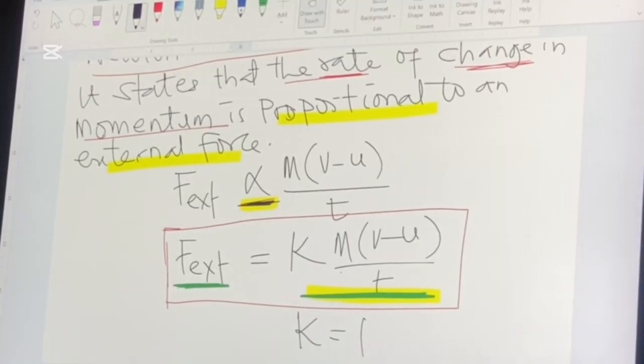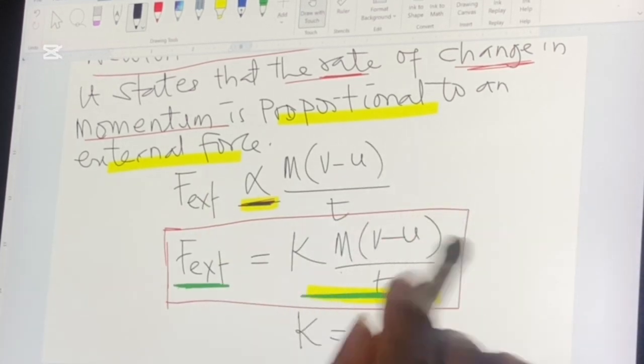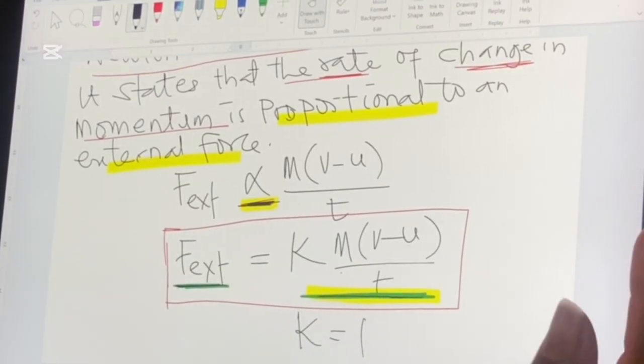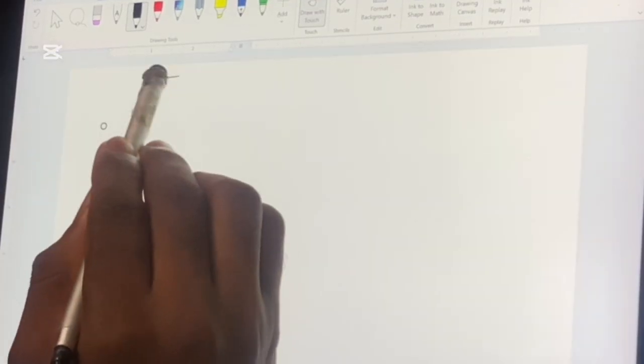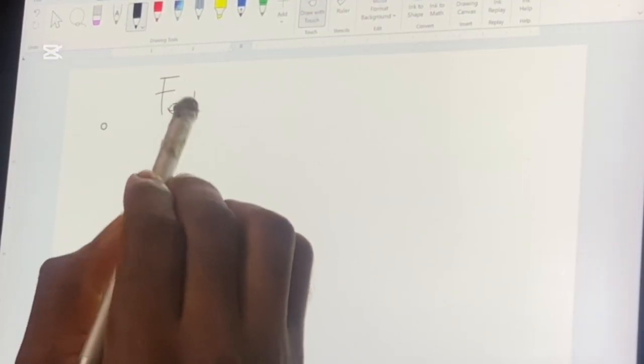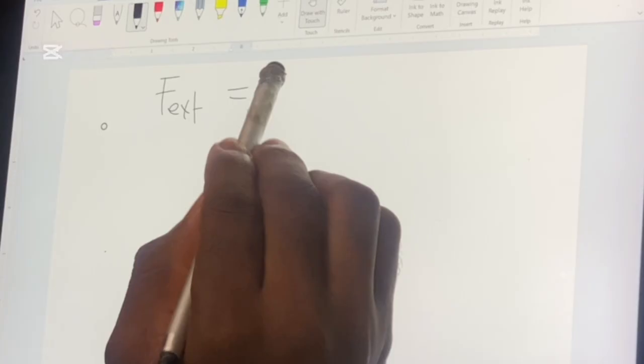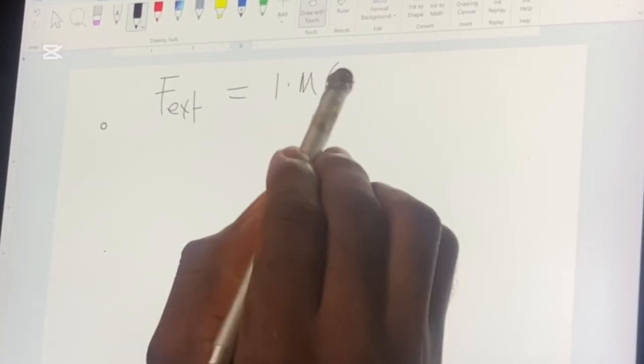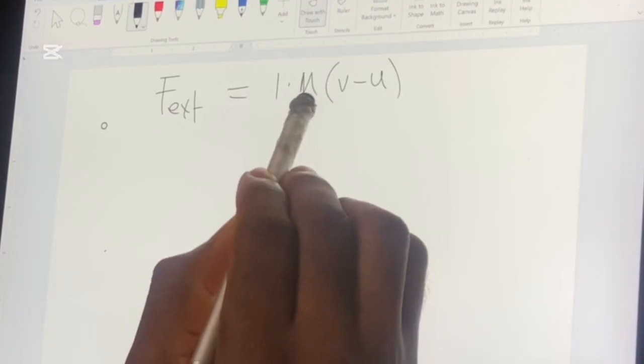Please take note. What will make the unit of the right hand side equal to the unit of the left hand side is to make k equal to 1. So when you do that, we have F external is equal to 1 of mass into V minus U over T.